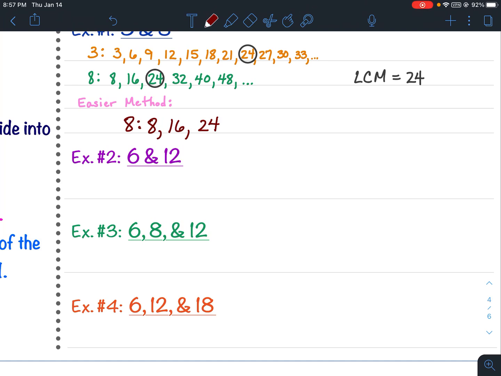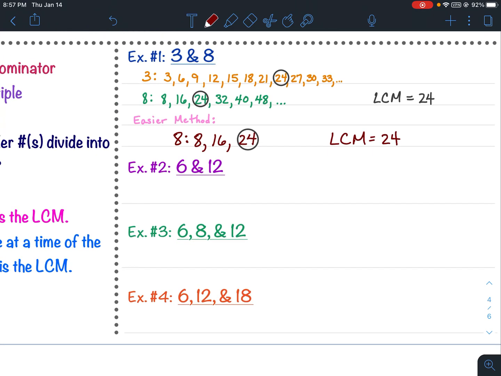So my LCM is 24. So that's the quicker and easier way of doing it.